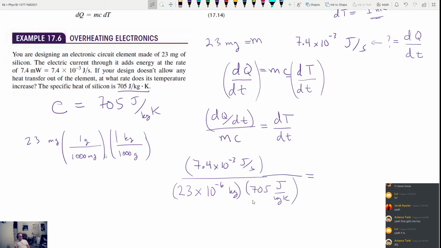And we will get the temperature increase in kelvins per second. Because the joules will cancel, these kilograms will cancel, the kelvin will get flipped to the top. So our answer is going to have units of kelvin per second, which is the same thing as degrees Celsius per second. What do you get if you calculate that?